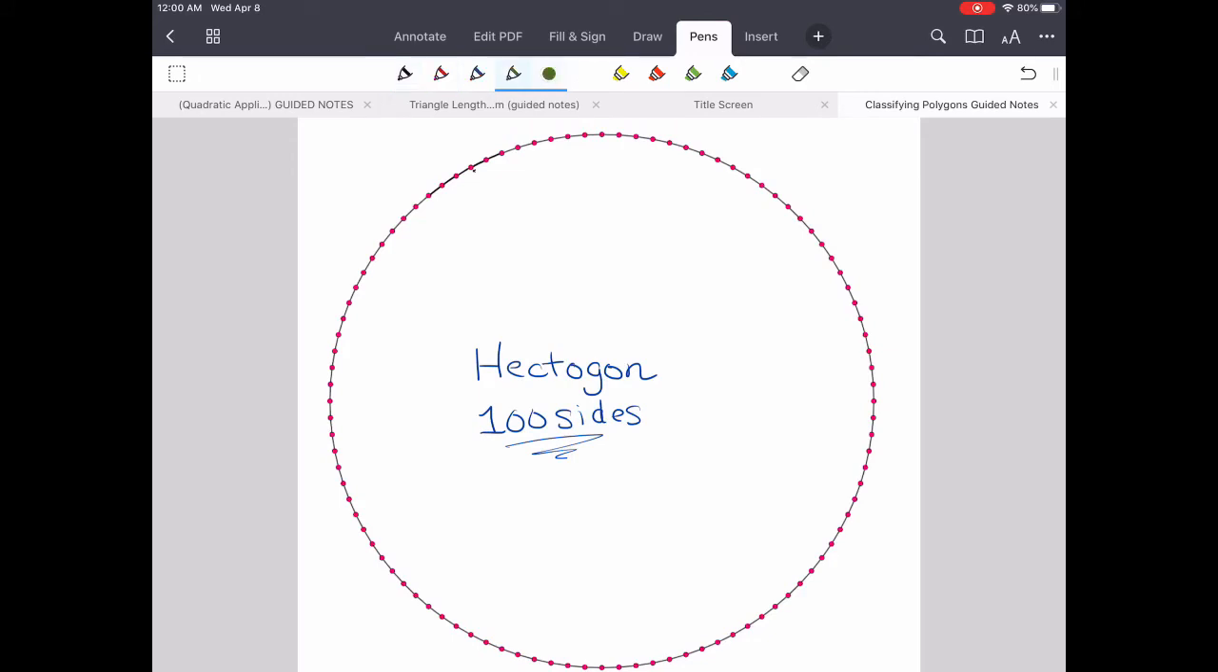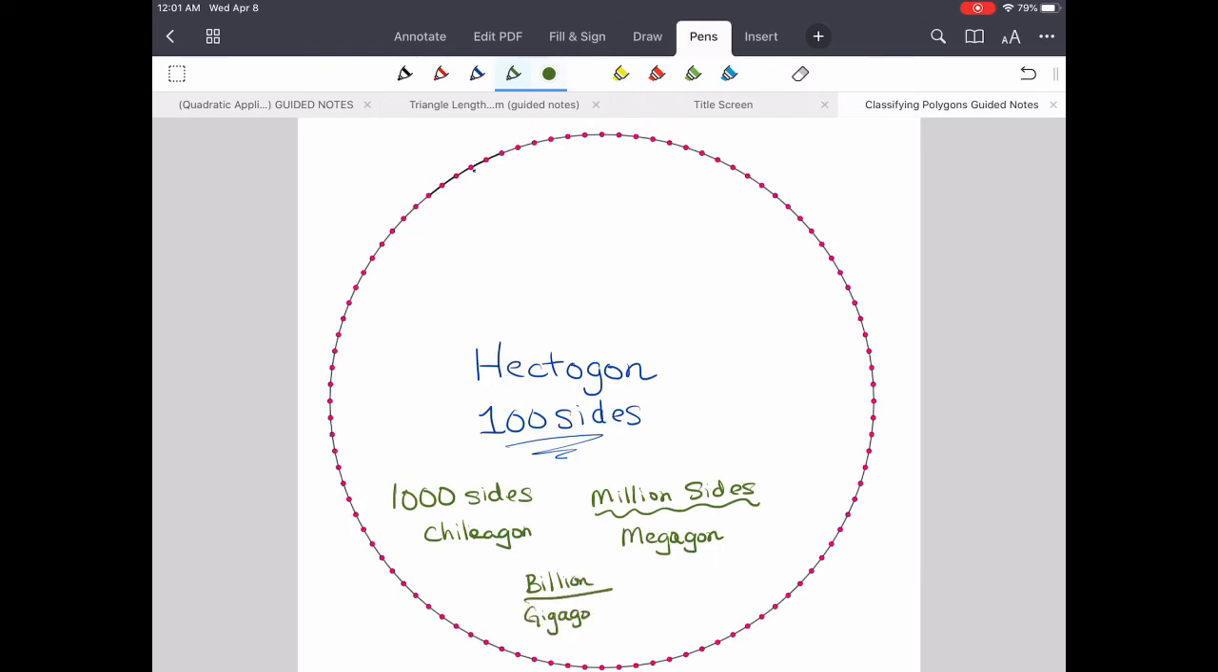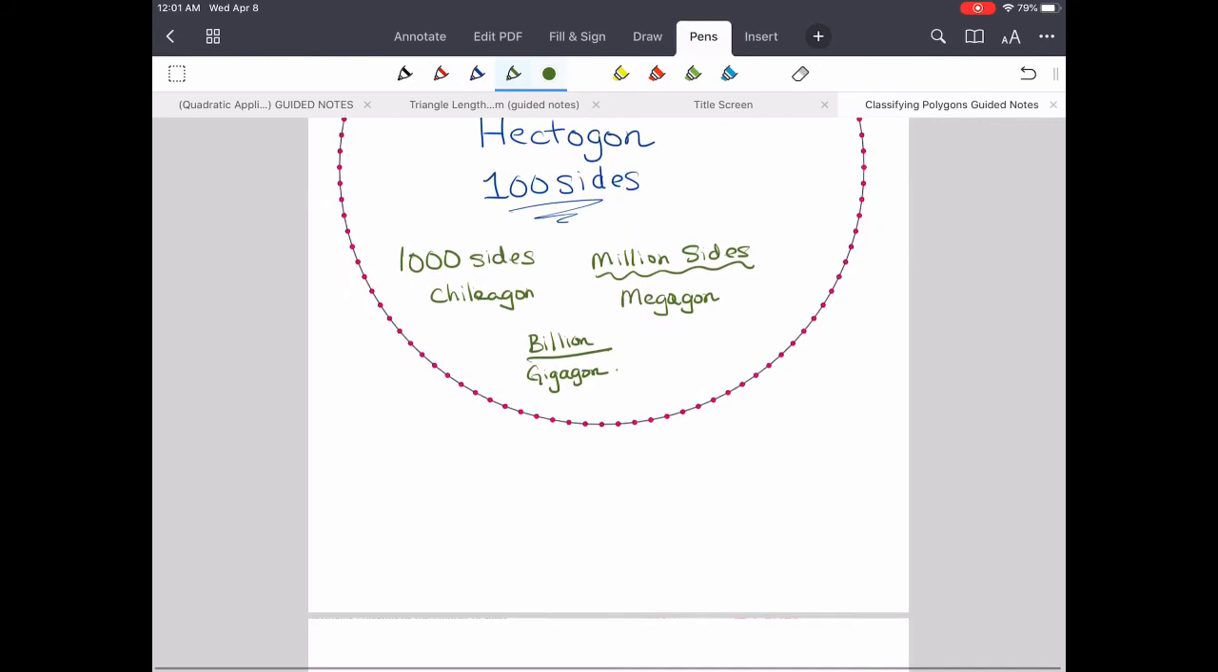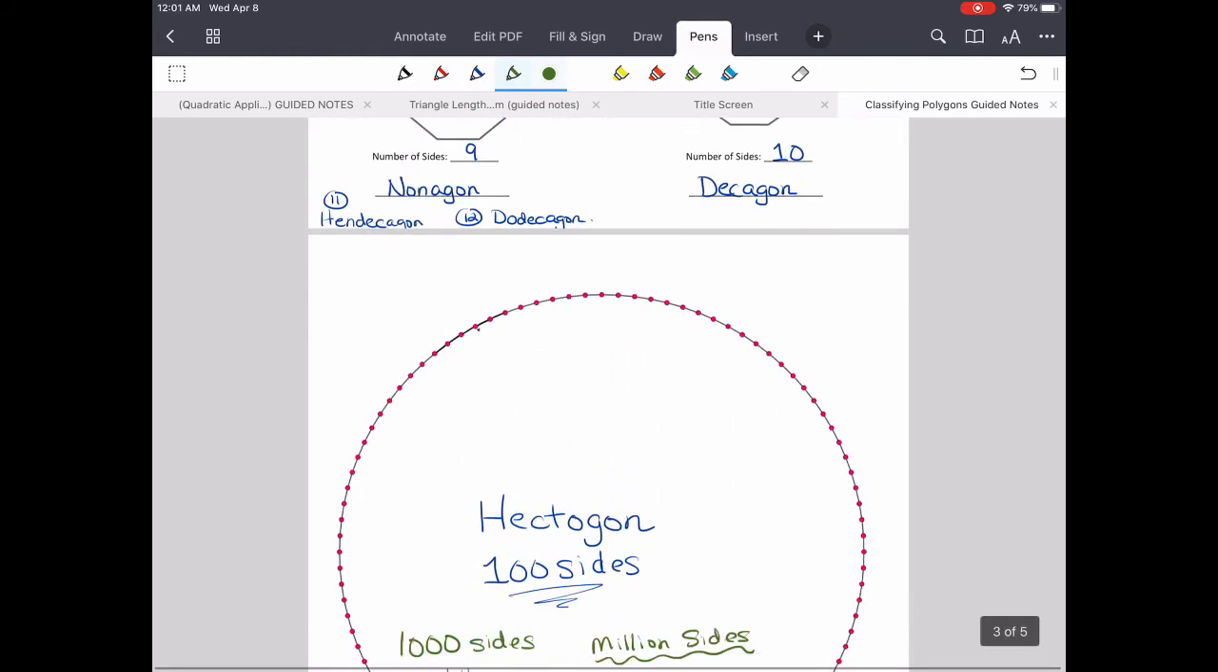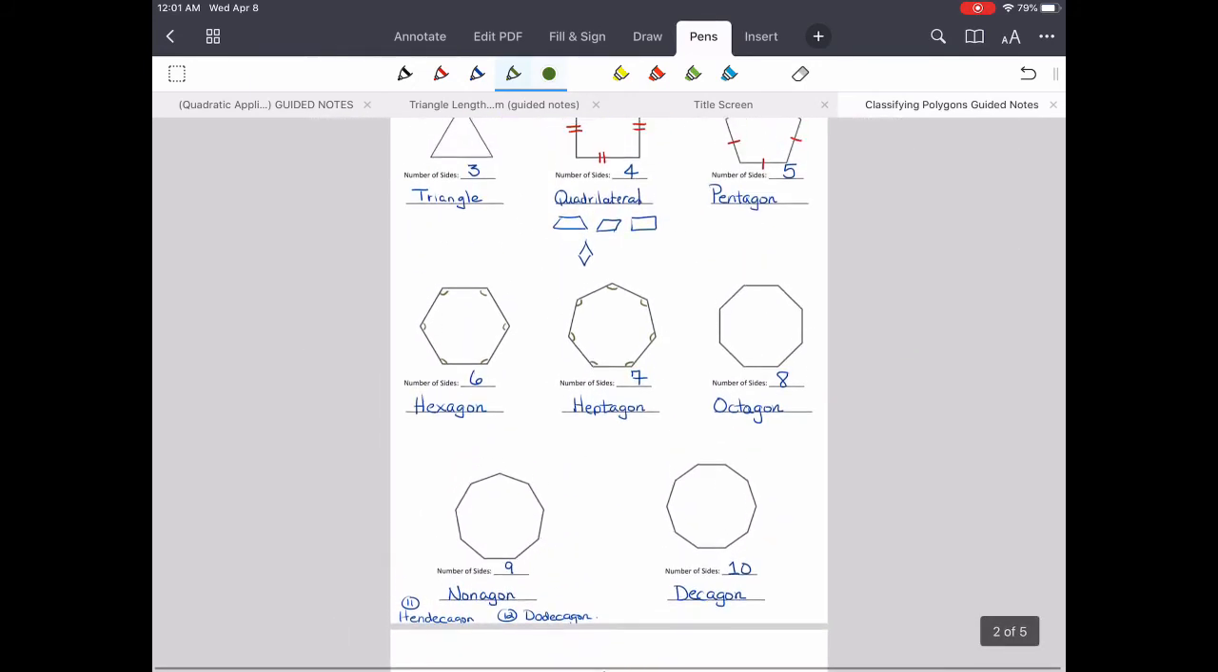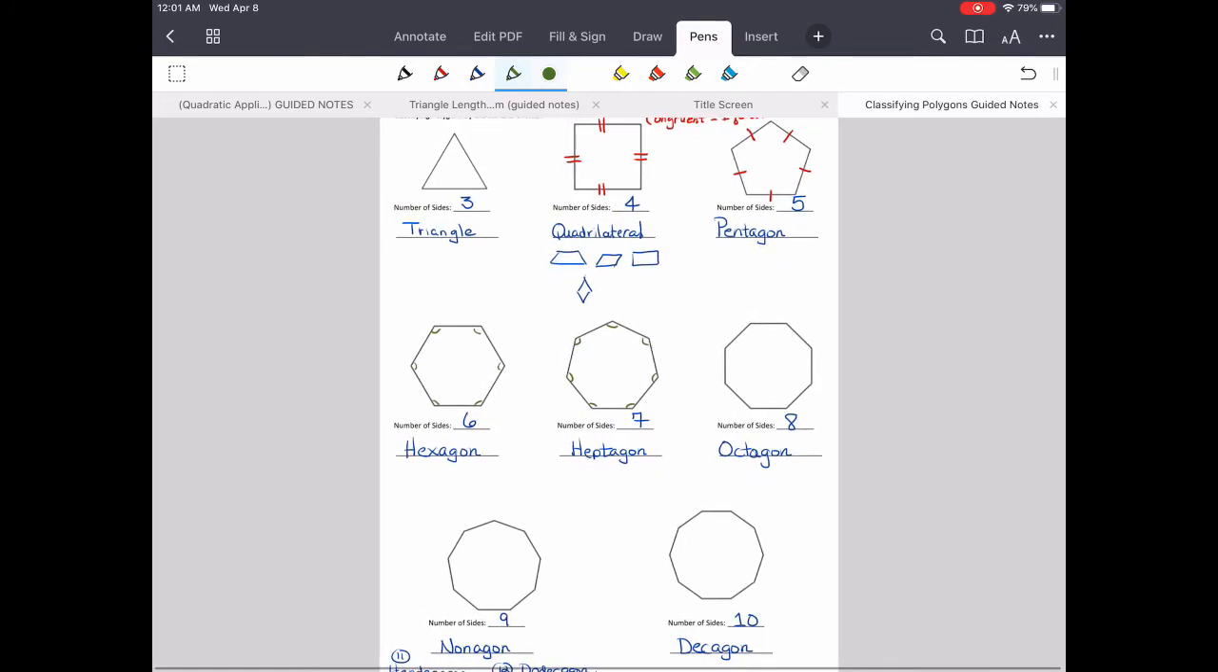If you're wondering, there are other sides. I think 1,000 sides is called, I'm probably not spelling this right, a chiliagon. 10,000 is a myriagon. A million, and good luck trying to draw that, 1,000,000 sides is called a megagon. If you want to go even further, 1 billion sides is called a gigagon. Those are the ones I know off the top of my head, at least. So that's just for fun. You don't really have to know that. I just wanted to throw that on there because I always thought it was interesting to talk about.